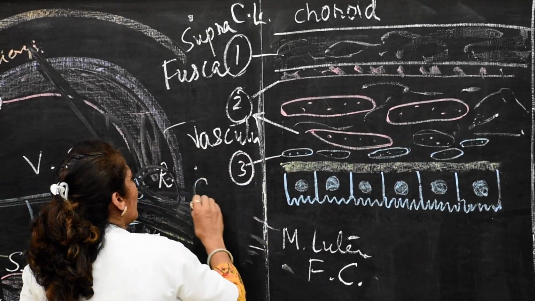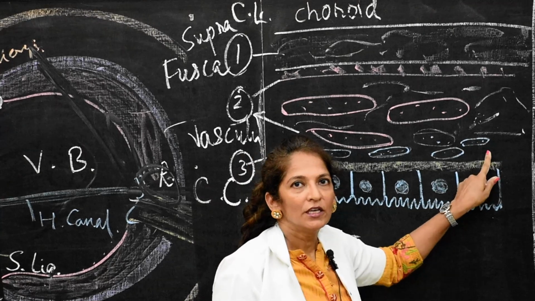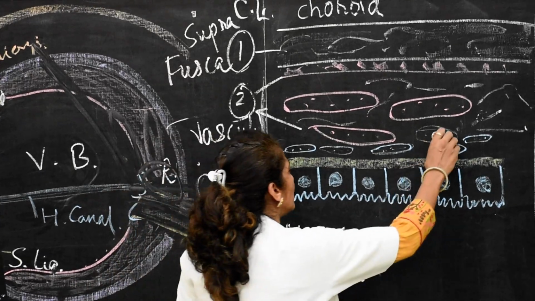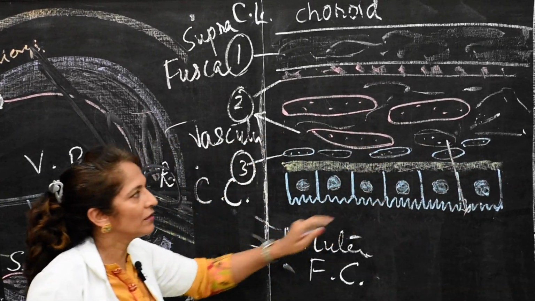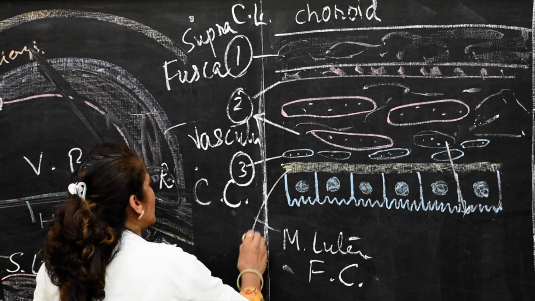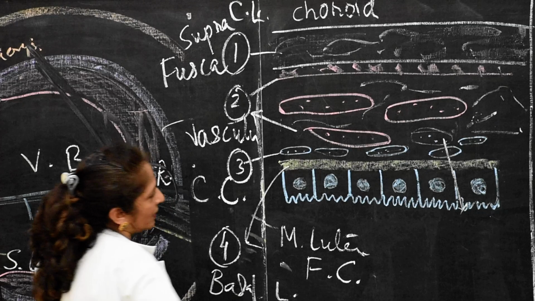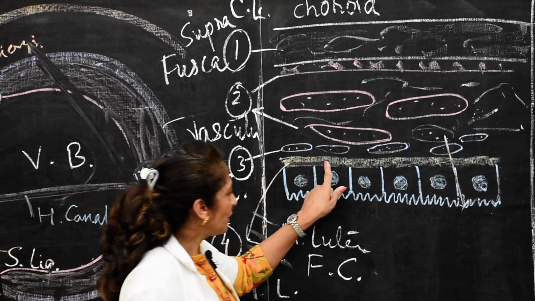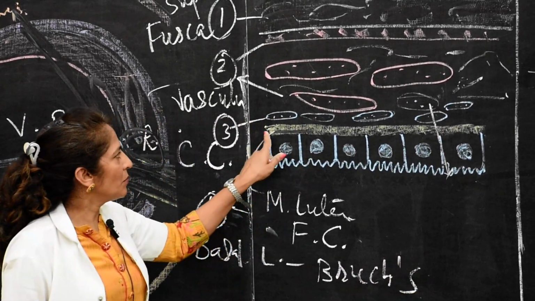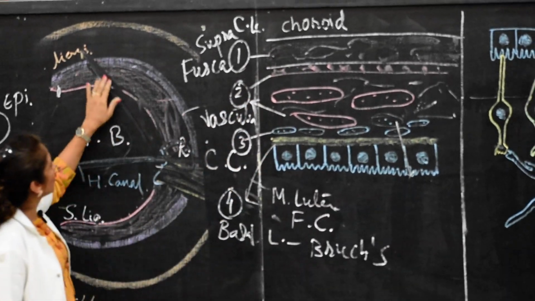Third layer is the choriocapillary layer, because it contains the capillaries, so the name is given choriocapillary layer, that is responsible for the diffusion from this layer to the deeper portion, means to the retina. And the innermost layer, fourth layer, is the basal lamina, or the other name is Bruch's membrane, that acts as a basal lamina for the deeper structure, means deep to the choroid there will be the retina.